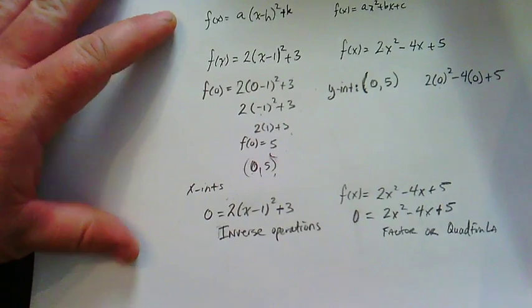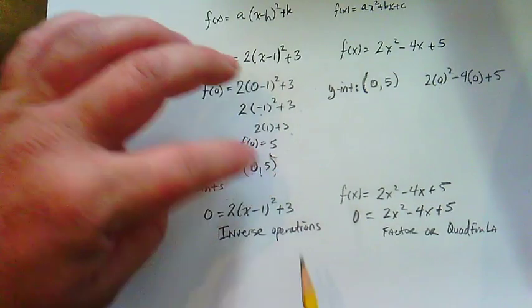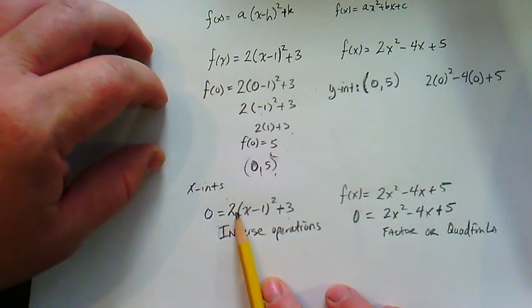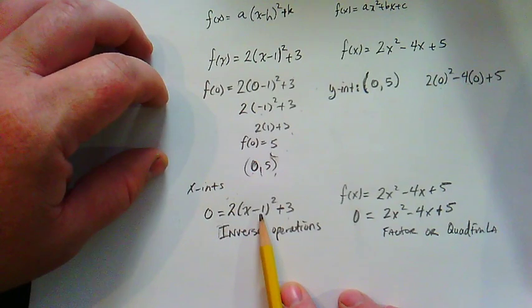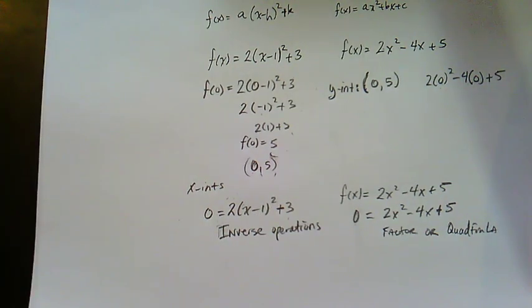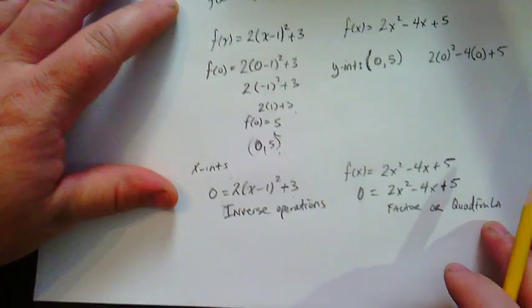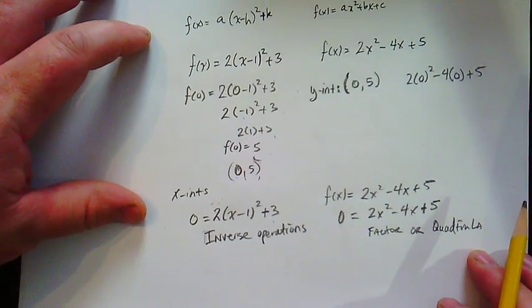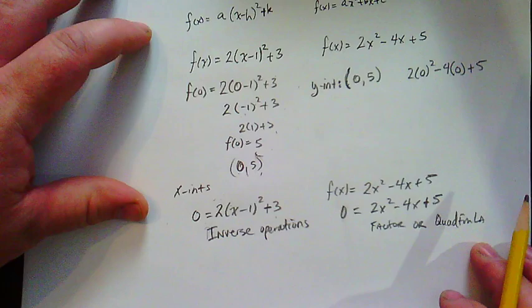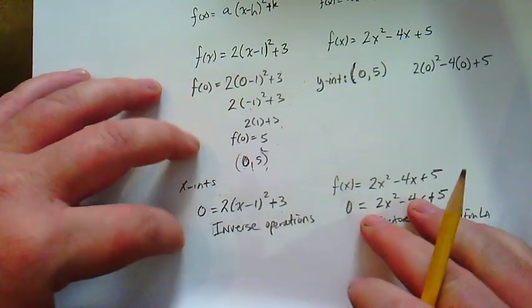This inverse operations, it's almost always the same. You're going to subtract this number, then you're going to divide by that number, then you're going to take the square root, and then you're going to add 1. We're going to get into that in the next video, though. But that's another difference between these two. Now, the biggest difference, and the biggest reason why vertex form is easier, has to do with finding the vertex.